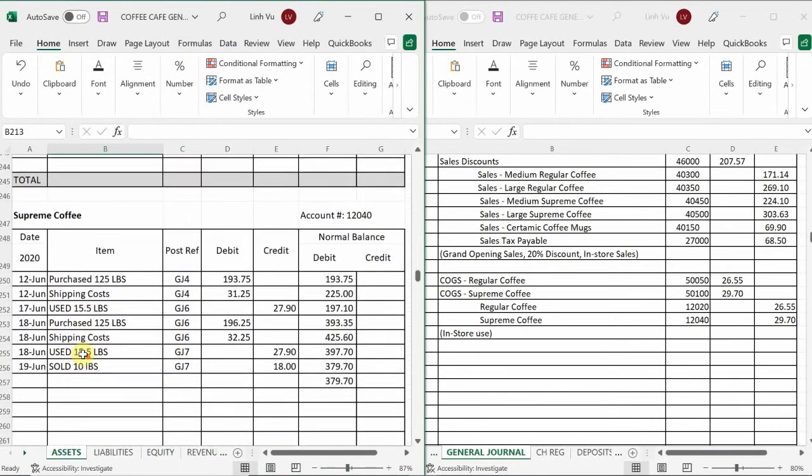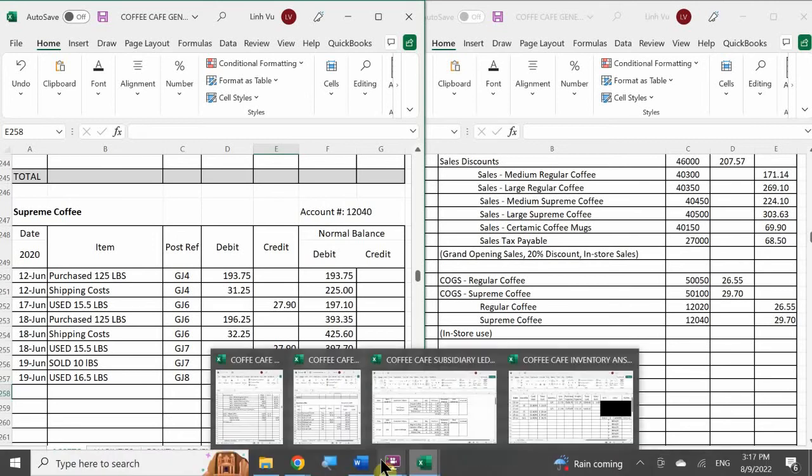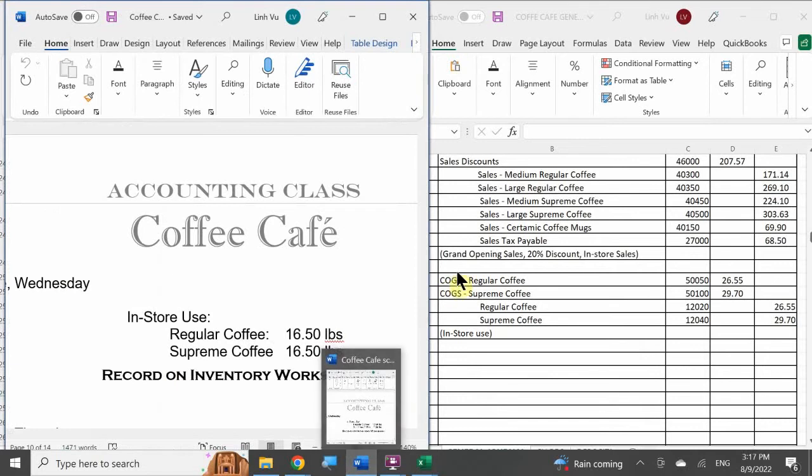Last one, Supreme Coffee. We used also 16.5 pounds. It's on page 8. And it's credit of $29.70. Which should leave you with an even $350, which we know for sure is true. All right, awesome.